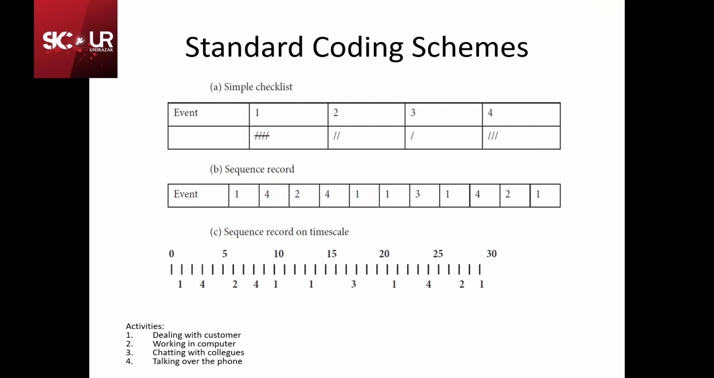Okay, then we go for the sequence record, right? Suppose Noor Hayati is my second employee I'm going to observe. So Noor Hayati started dealing with the customer. Then after completing with the customer, she was talking over the phone. I put 4 here, right? Then I saw her working with the computer. Then again dealing with the customer. Then again talking over the phone, dealing with the customer, then chatting with the colleagues. So this way, the sequence shows what activities she is involved with, and after what, for the whole day.